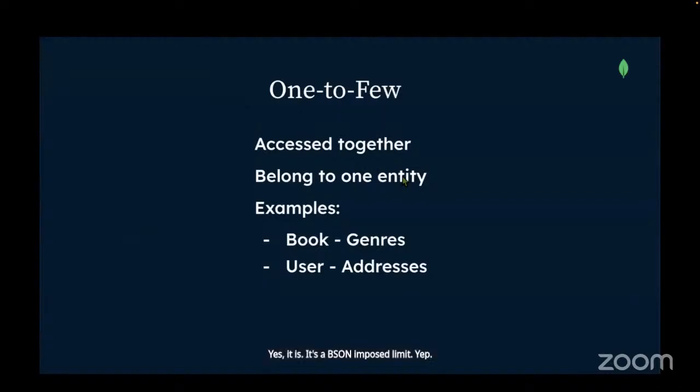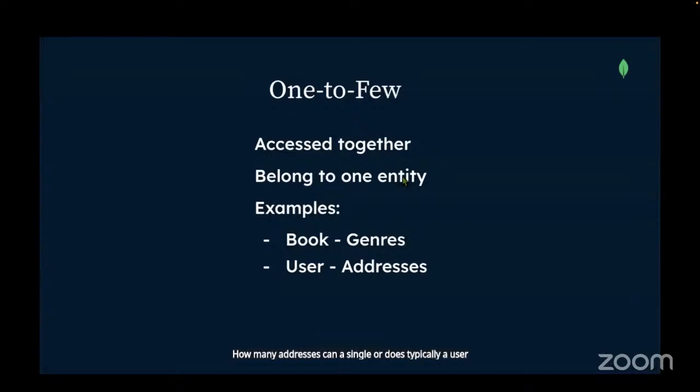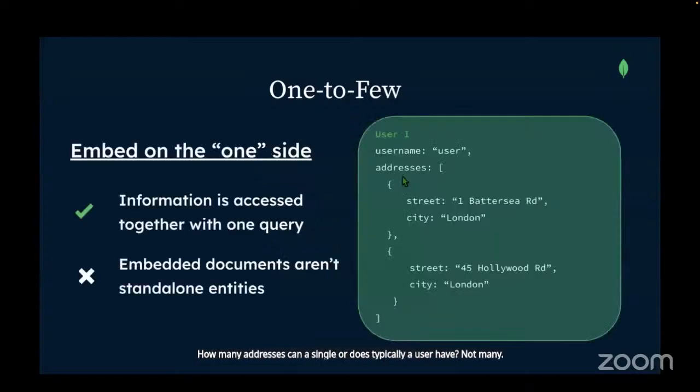So cardinality, as it relates to expressing these relationships: in a one-to-few, you're going to access them together. They're going to belong to one entity. An example of one-to-few is books to genres. Probably not going to be a zillion genres. It's going to be a relatively smaller number. And users to addresses. How many addresses does a user typically have? Not many. It's going to be few.